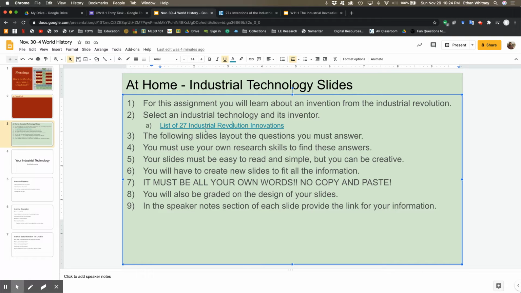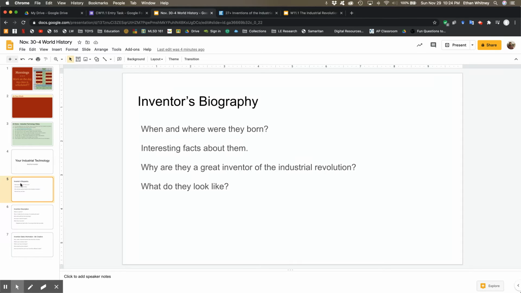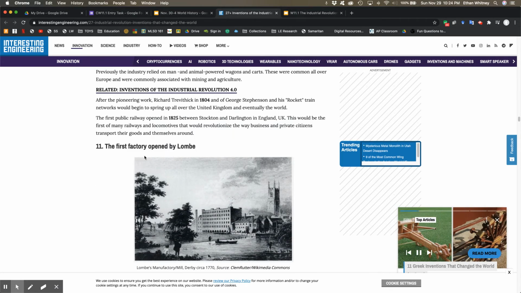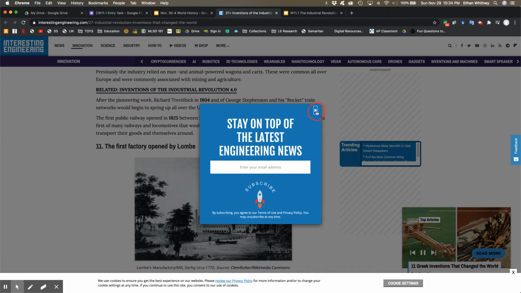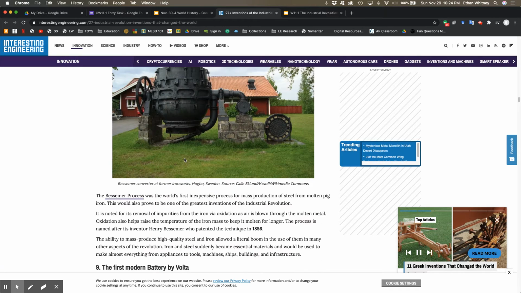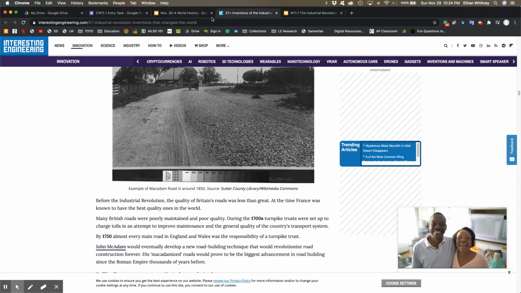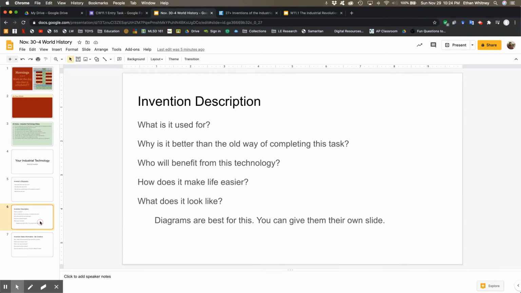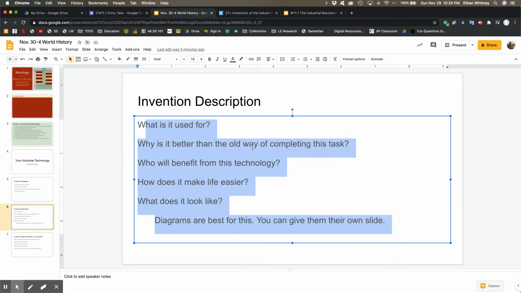So once you have selected your invention that you want to look into, you're going to need to figure out who the inventor is. Some of these will tell you who they are, because it'll be named after the fellow, like Watt's steam engine, somewhere in here, that's invented after John Watt. So you'll have to tell me a little bit about that person based on these prompts. In addition, you will need to talk about the invention itself, of course.